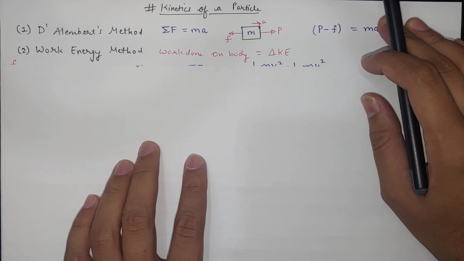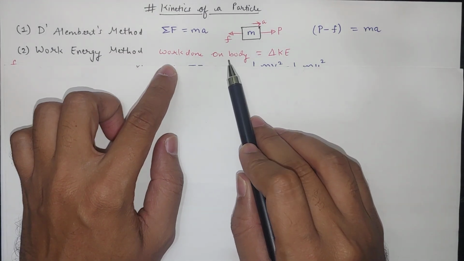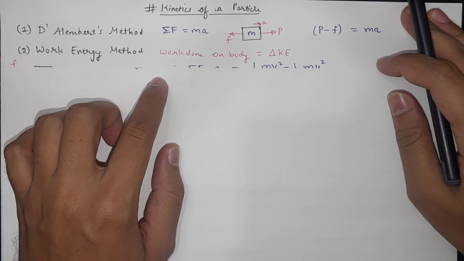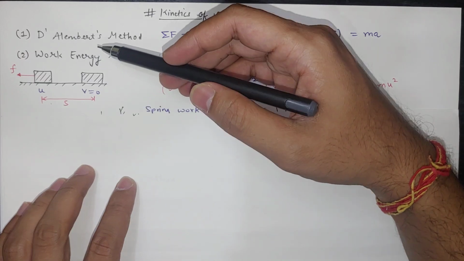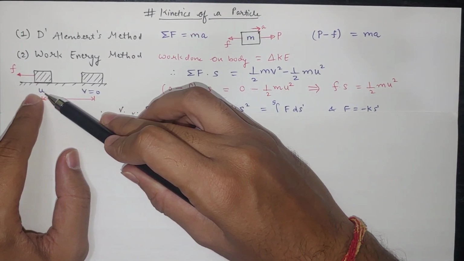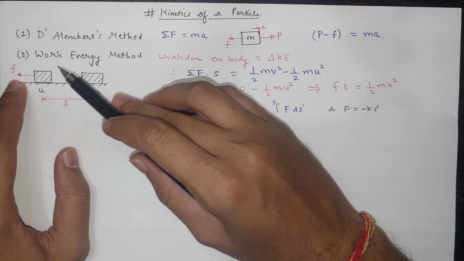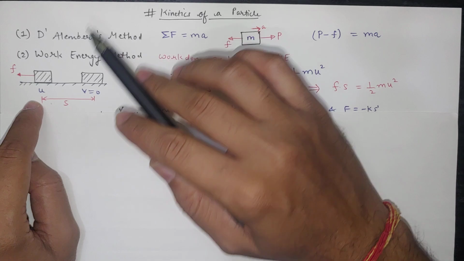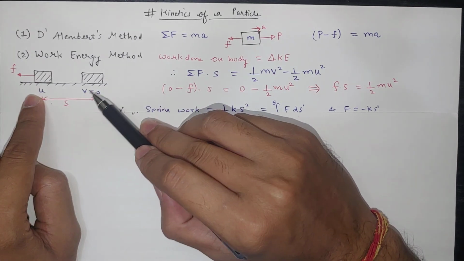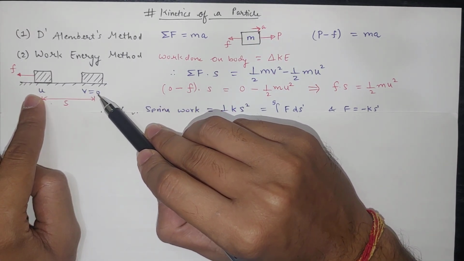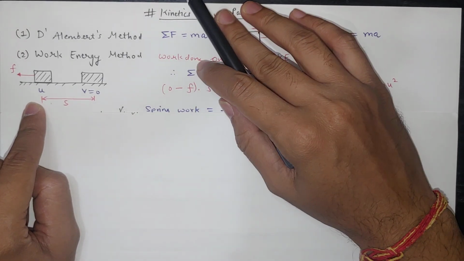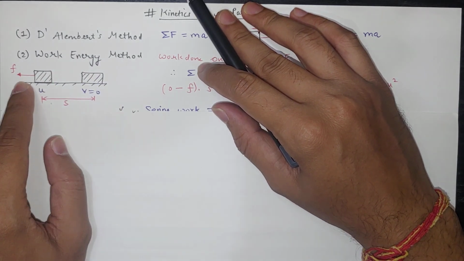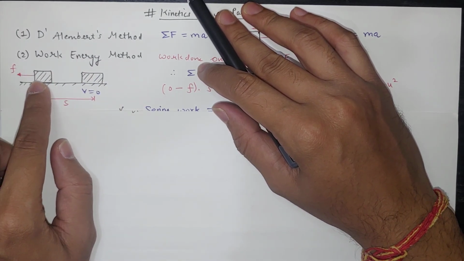The second is the work energy method, where the work done on the body will be equal to the change in kinetic energy of that particular body. Here, if we see a rectangular body with initial velocity u, and some force acting in the direction opposite to that of the displacement S, after traveling distance s the final velocity is equal to 0, and this is due to the force F which is acting. This force is doing some work on this body, that's why it comes to a stop.